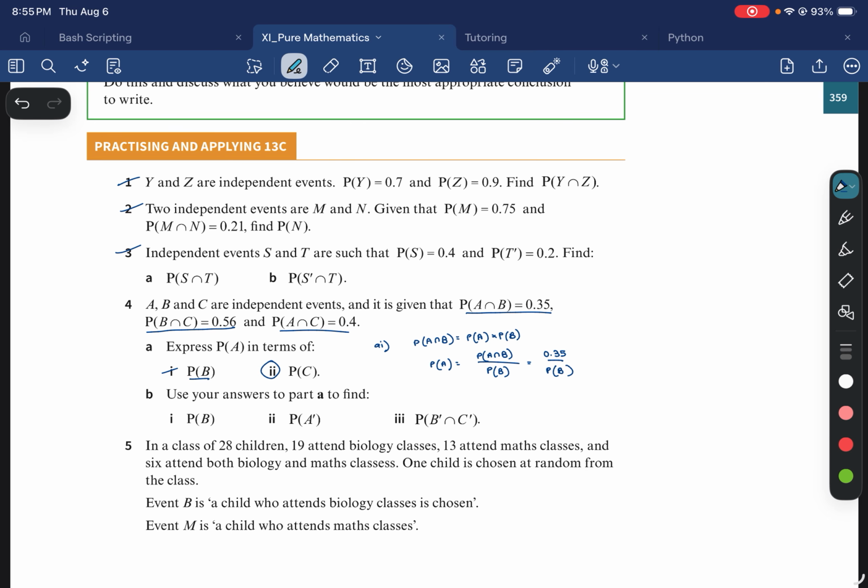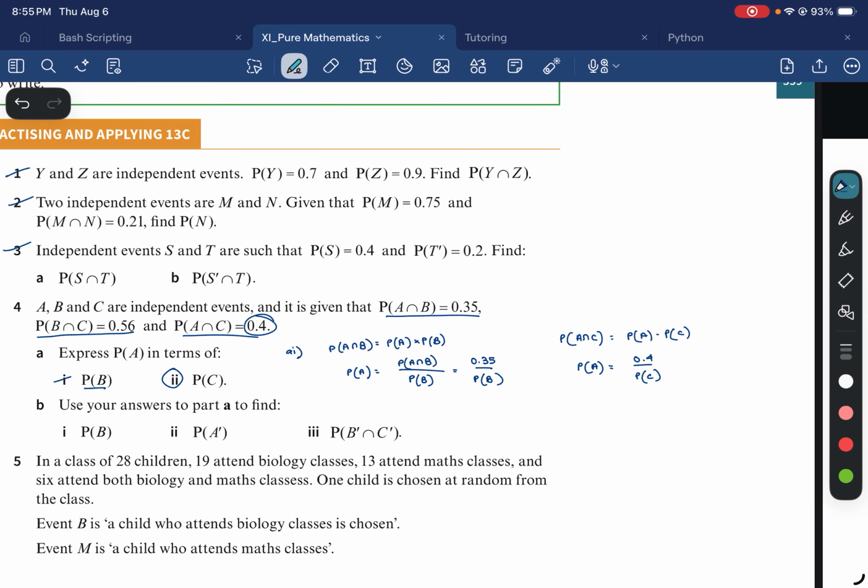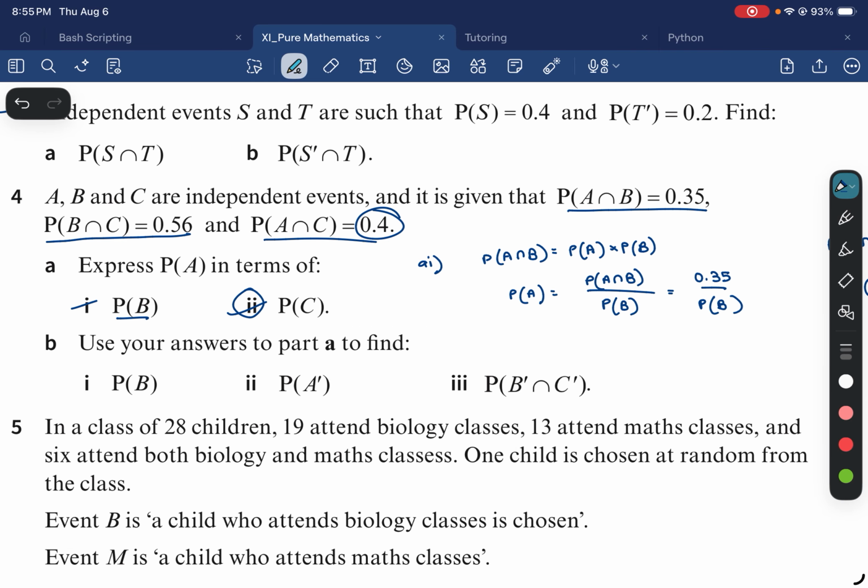And I'll leave this to you. It's fairly similar. So it's going to be P(A intersect C) is equal to P(A) times P(C). And then P(A) is just P(A intersect C), which is 0.4 divided by P(C). That is it. That is what they want. All right. Use your answers to part A to find what is P(B).